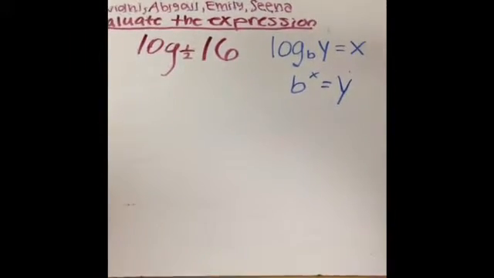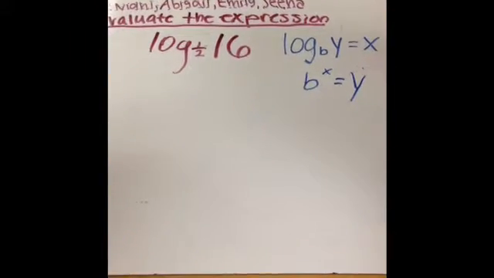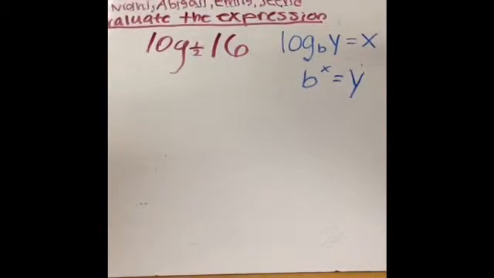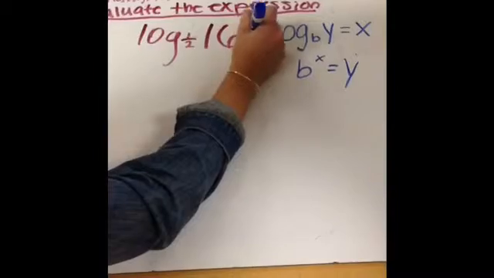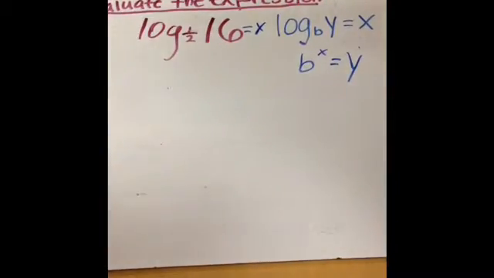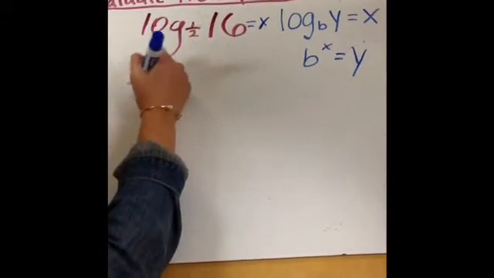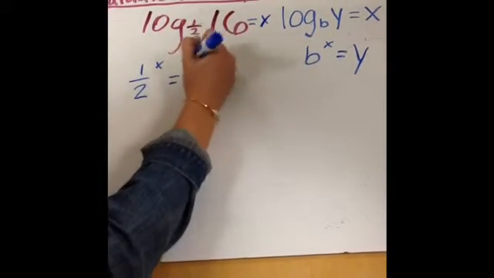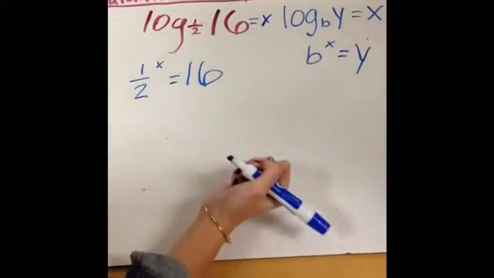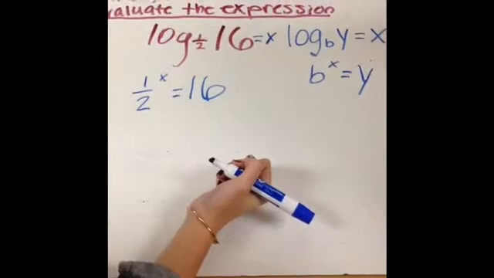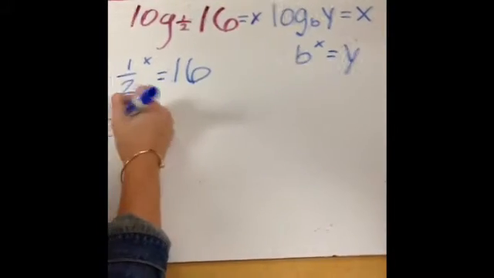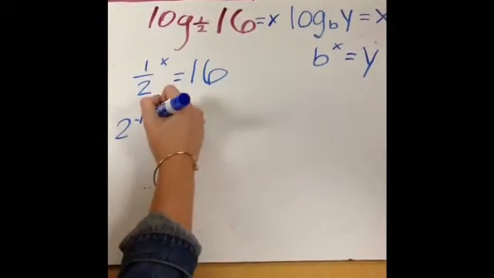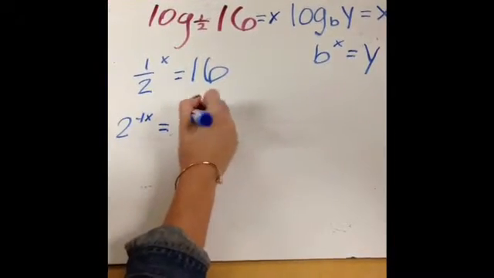So this problem is log base 1/2 of 16, and so we're going to use the same formula to help us solve it. So we're going to go ahead and write equals x, and then we're going to do 1/2 to the x equals 16. And then, just like last time, you can't have fractions. So we're going to do 2 to the negative 1 times x equals 16.